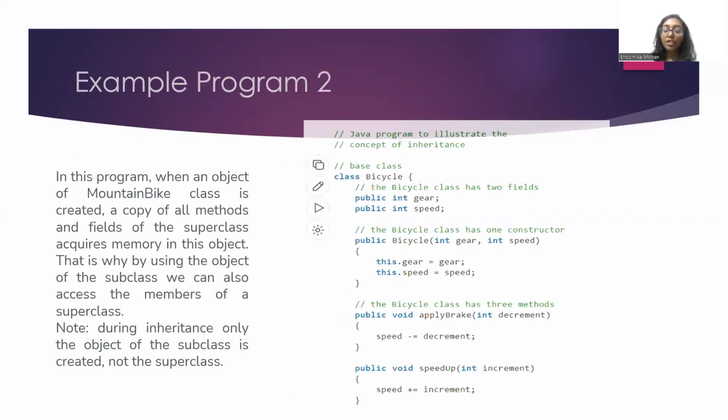Next, let's talk about another example. In this program, when an object of the MountainBike class is created, a copy of all methods and fields of the superclass acquires memory in this object. That is why by using the object of the subclass, we can also access the members of a superclass. Note, during inheritance, only the object of the subclass is created, not the superclass.